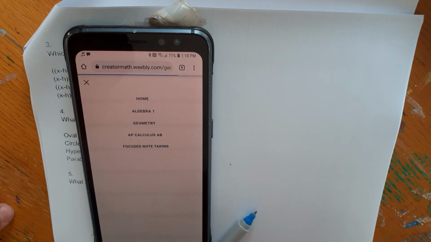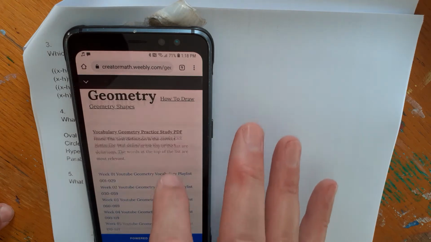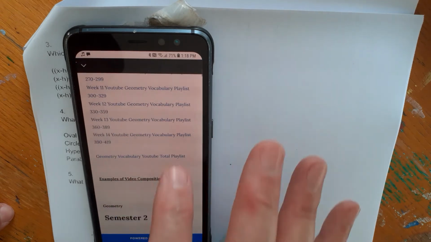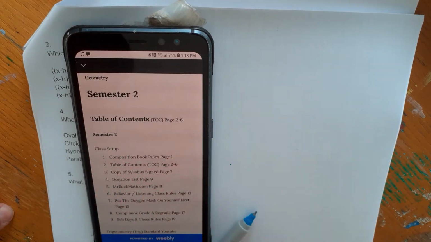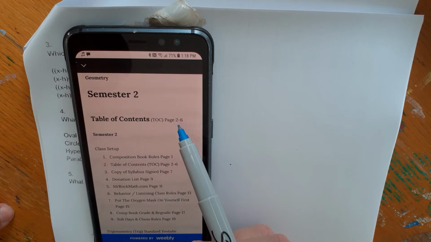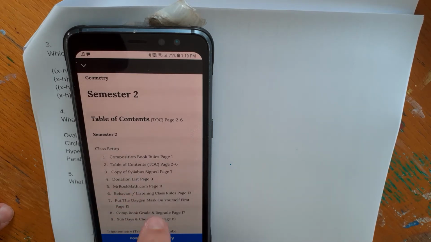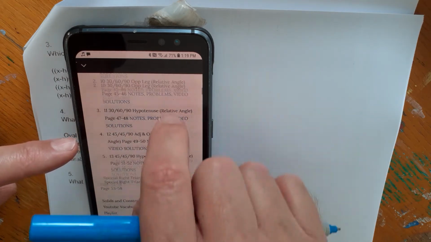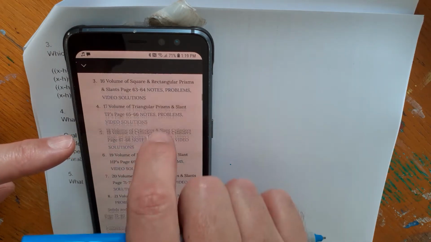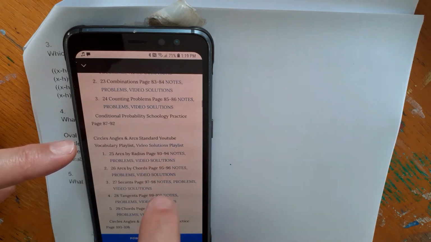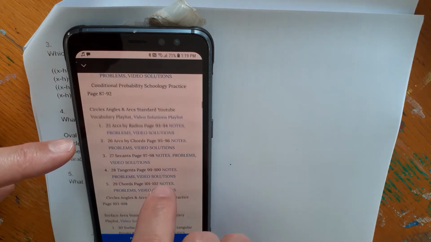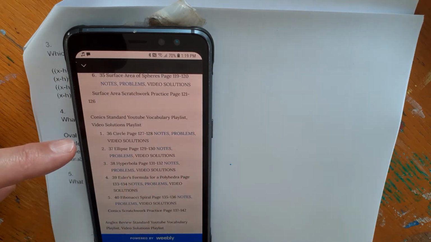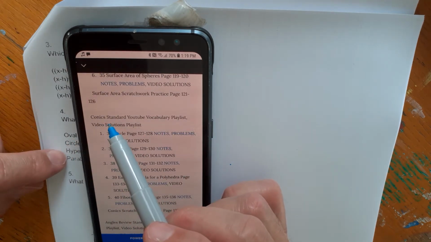Let's switch over to geometry. Pass by the vocabulary. All this stuff at first is all your vocabulary solutions. And let's get to semester 2, table of contents. This goes in pages 2 through 6 of your composition book. All these things you write in, it's about 2.5, 3 pages long. Here's trig. Here's special right triangles. Here's volume. Here is conditional probability. Here is angles and arcs. And surface area. And finally, conic shapes or conics.